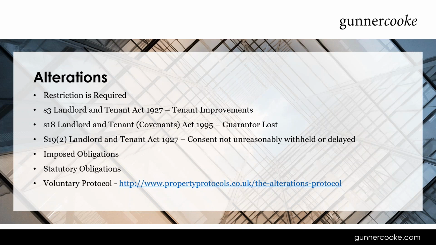You also need to bear in mind that if there is an absolute prohibition, then you decide to vary the lease in order to allow them to make some alterations. You need to get your guarantor on board, because otherwise Section 18 will kick in and it will mean that your guarantor is lost. And again, you need to have a think about Section 19(2), this time of the Landlord and Tenant Act 1927, which is very similar. Consent's not to be unreasonably withheld and delayed. Note the term there, unreasonably.